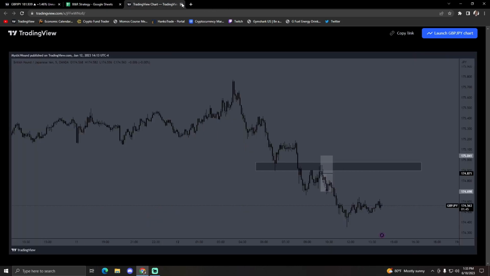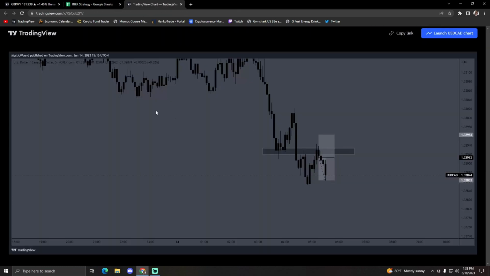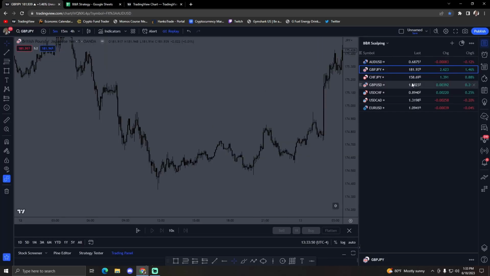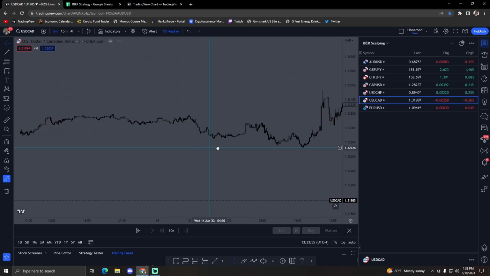So that was that. That was a nice winner. Let's take a look. This was also a winner right here. What pair is this? USD/CAD. This was on the 5-minute on the 14th, and we took a sell.